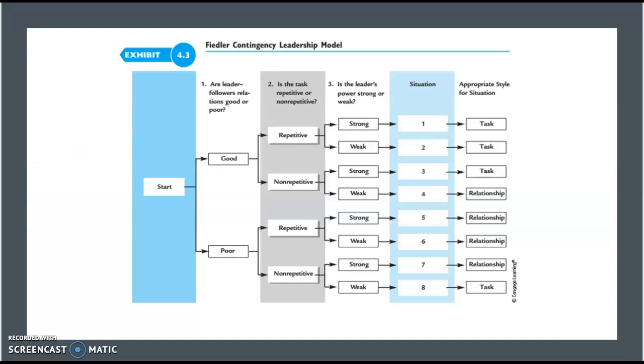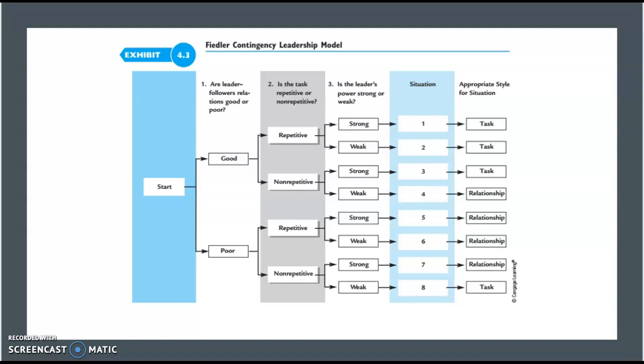Notice in Exhibit 4.3, Lussier provides an example of Fiedler's contingency model. The model asks questions that determine your style of leading and your ability to have influence within three different situations. The variables are leader-member relations, which is how your relationships are with your followers. Do they trust you? Are they confident in your abilities?